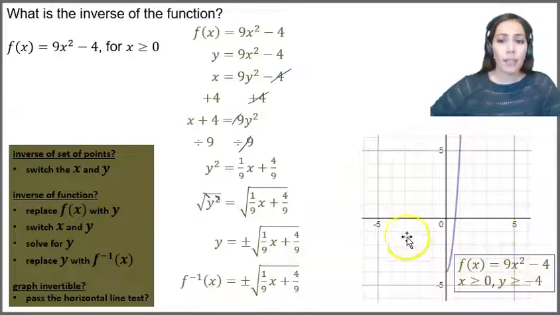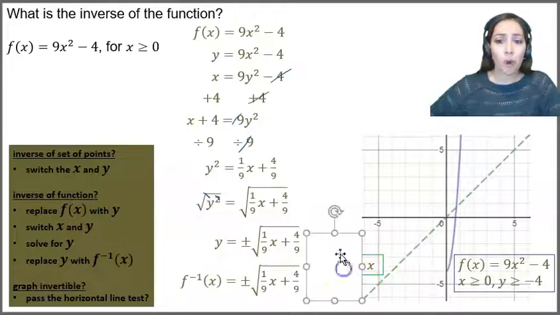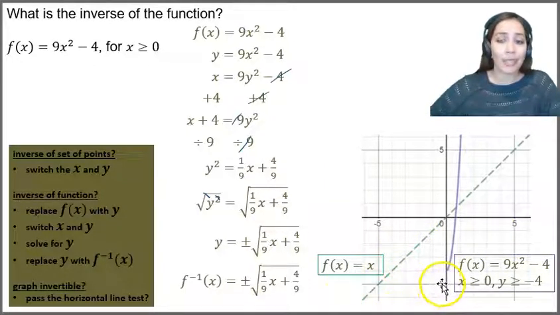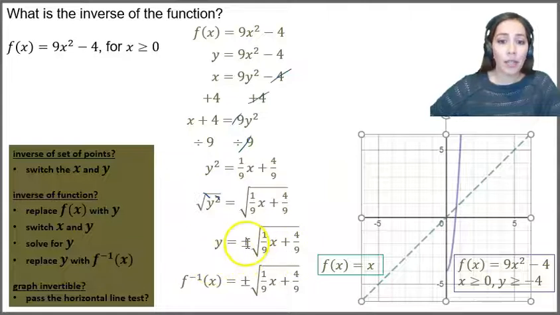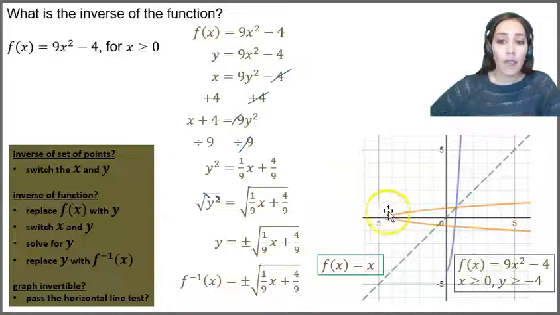Now, with this, my next step is I'm going to draw that y equals x or f of x equals x line. This is where we have a mirror image when we draw an inverse. So if I was going to draw the entire thing, plus or minus square root of 1/9 x plus 4 over 9, it would look like this. The positive part is the top, the negative one is the bottom of the x-axis. So if you graph positive square root of 1/9 x plus 4 over 9, you would only get this top part. If you graph negative square root of 1/9 x plus 4 over 9, you would get the bottom part.